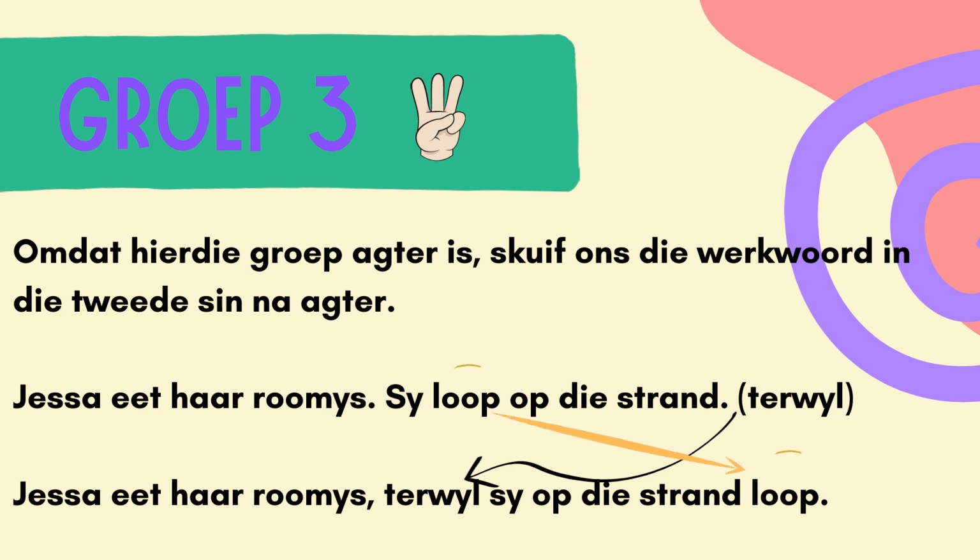Okay, so I rewrite sentence number 1, Jessa eet haar roomys. I add my comma, I add my conjunction. Then I write whatever is there of the second sentence besides the verb. So I'm going to write op die strand, and then I'm going to put my verb at the end of the sentence, loop. Okay, so let's read the sentence. Jessa eet haar roomys terwyl sy op die strand loop. Jessa eats her ice cream while she's walking on the beach.